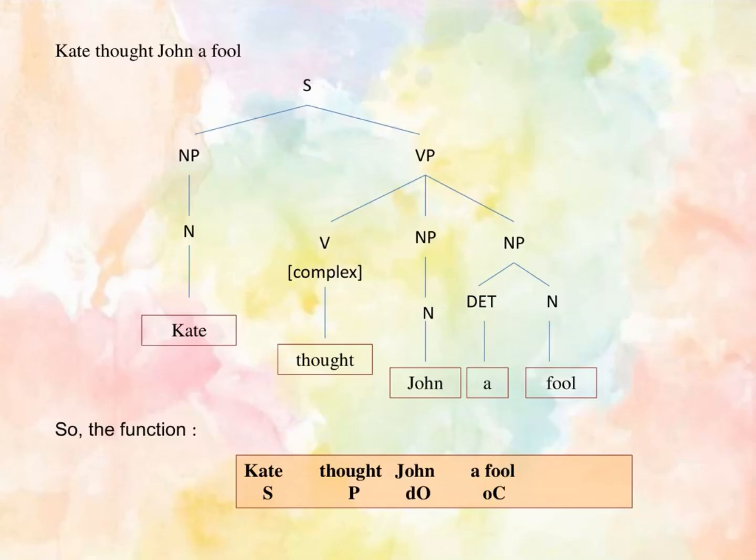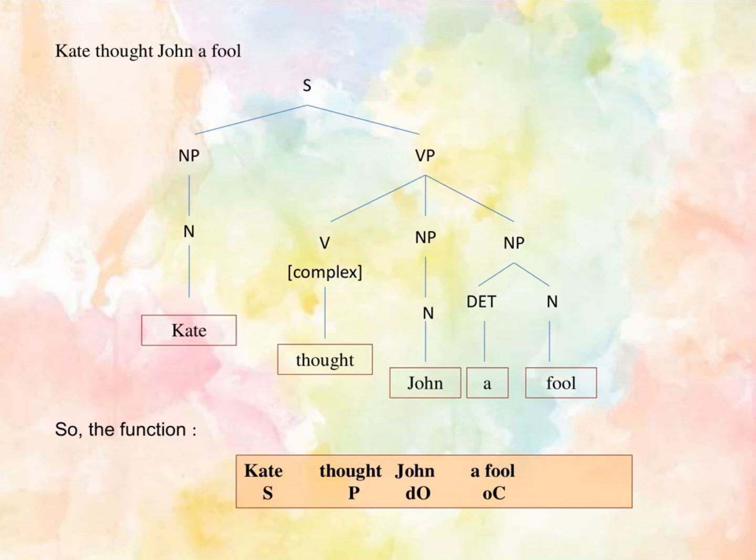The tree diagram of the noun phrase. For example, Kate taught John a fall. Kate is a noun phrase or subject. Taught is the verb phrase or predicate. John is a noun phrase or direct object. A fall is the noun phrase or object complement.